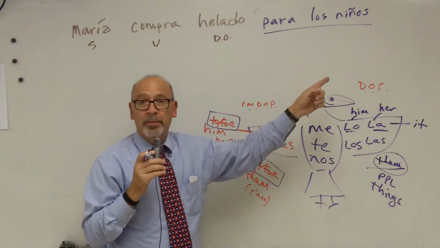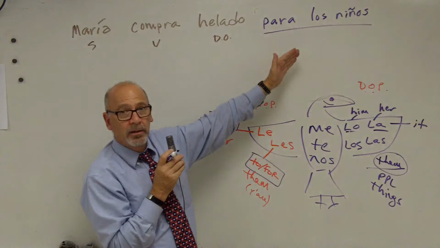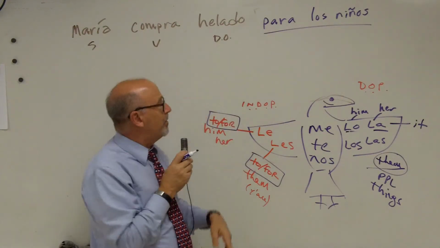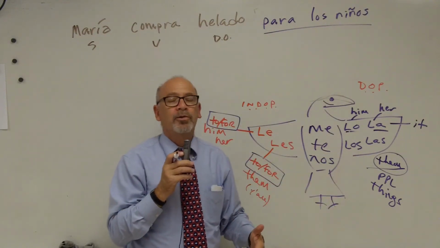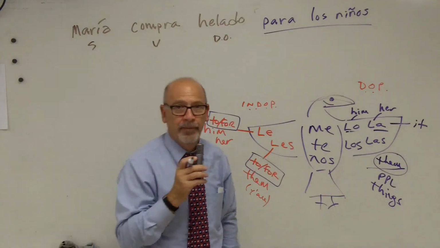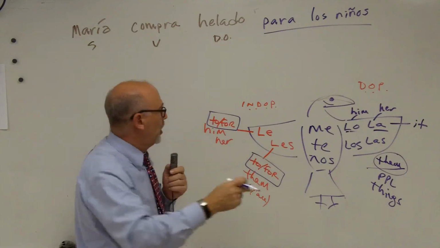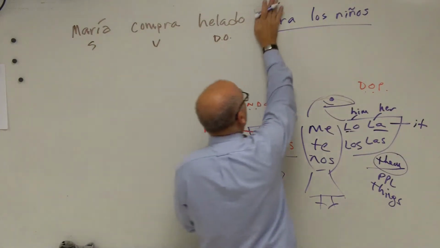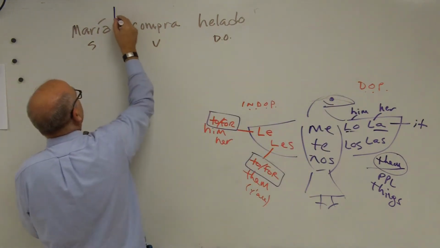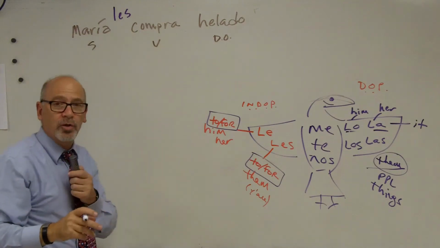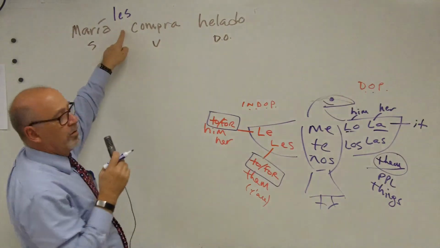Well, we got plural up here. So instead of saying Maria buys ice cream for them, if we pick one bird word, that means for them. Not them, because we're not saying Maria buys them. We're saying Maria buys ice cream for them. So we're going to go over to this side. One is singular, one is plural. You guys already know the answer. We're going to use les, all right? Good. So we can take that away. And we can say, Maria les compra helado. Maria buys ice cream for them.